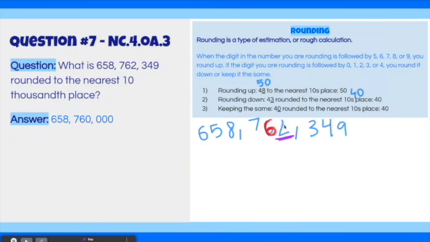And since this 2 is less than 5, and over here it says that if the digit you're rounding to is followed by any number between 0 and 4, you round it down or keep it the same. So this 2 is between 0 and 4, so you would round it down. So now this number becomes 658,760,000. And all the numbers after this 6 become a 0. All right, moving on to the next question.